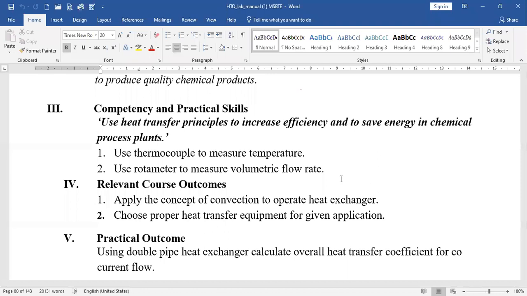And for calculating this delta T or to maintain this delta T, we must know the temperatures at different locations and with respect to time. So to measure this temperature, we have to use a temperature measuring device like thermocouple, RTD, thermopile, etc. Then there is another parameter that is nothing but the volumetric flow rate. So for measuring this volumetric flow rate, we must use the rotameter, and that is why for this practical setup, these thermocouples or RTD and rotameters are the main instruments mounted on the practical setup.